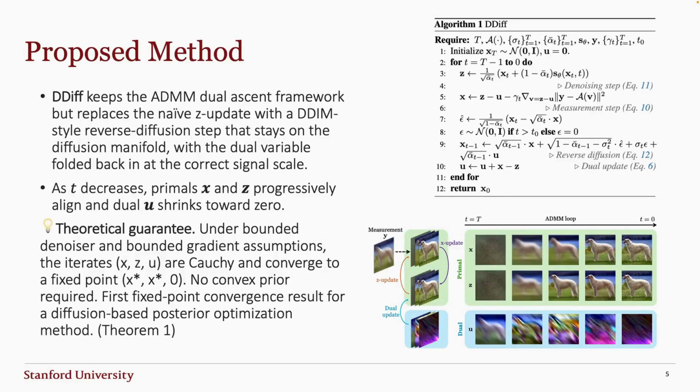DDiff keeps the ADMM dual ascent structure but replaces the naive z update with a DDIM-style reverse diffusion step that stays on the manifold, with the dual variable folded back in at the correct signal scale. As t decreases, the primals x and z progressively align and u shrinks towards 0. You can see this in the figure where u fades out as we denoise. We also prove it. Under bounded denoiser and bounded gradient assumptions, the iterates form a Cauchy sequence and converge to a fixed point of the form x star 0. No convexity required, and to our knowledge, this is the first fixed point convergence result for diffusion-based posterior optimization.